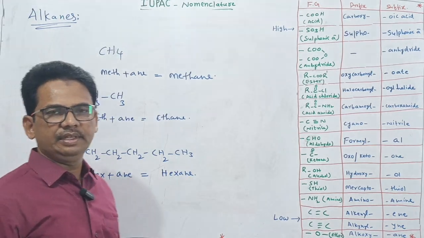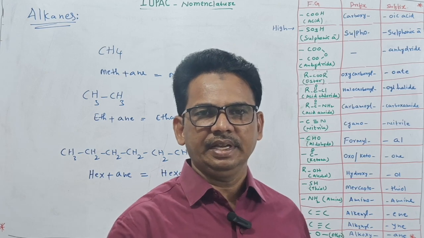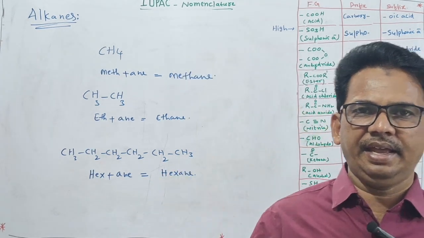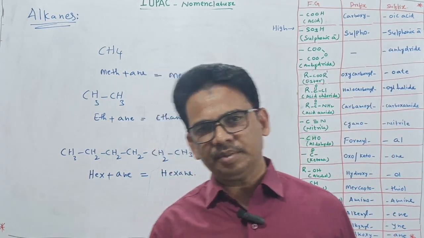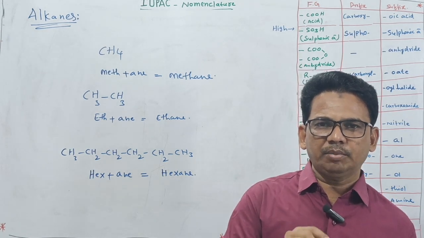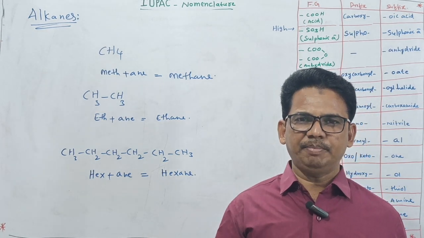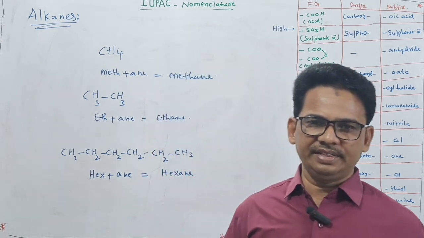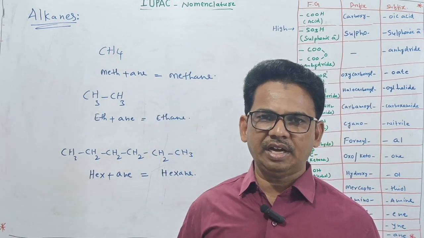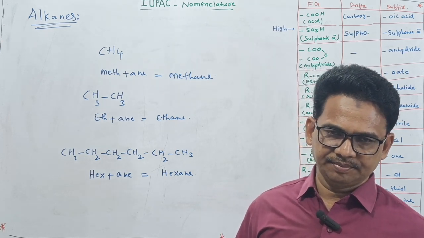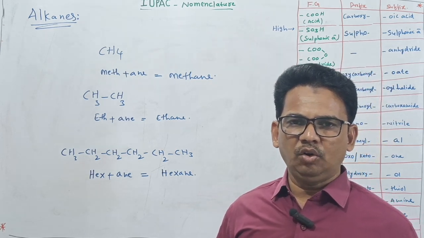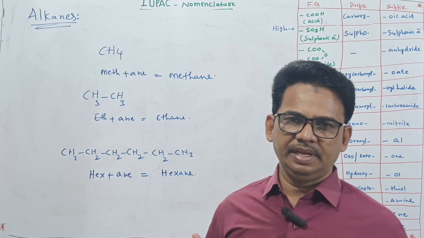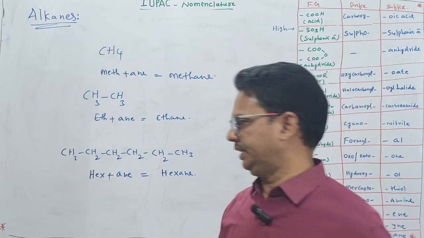Like this, if it has 7 carbons, heptane: hept plus ane. If it has 8 carbons, octane: oct plus ane. Very simple. For giving the nomenclature for the saturated, open chain compounds, dead easy. Word root followed by ane. Ane is the suffix when it is saturated.